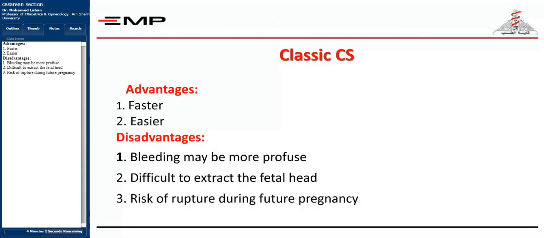Advantages of classic CS: faster, easier. Disadvantages: bleeding may be more profuse, it is difficult to extract the fetal head, and there is a risk of rupture during future pregnancy.